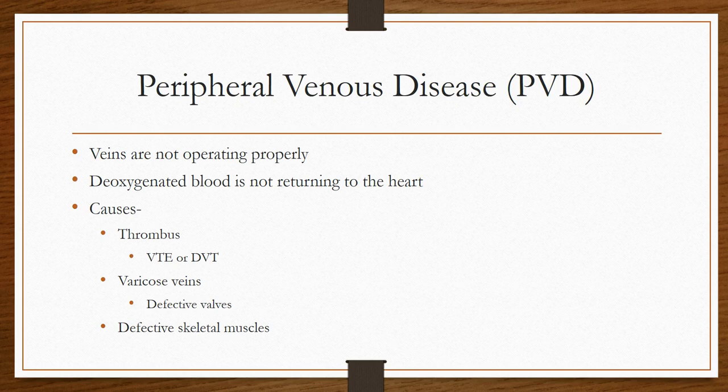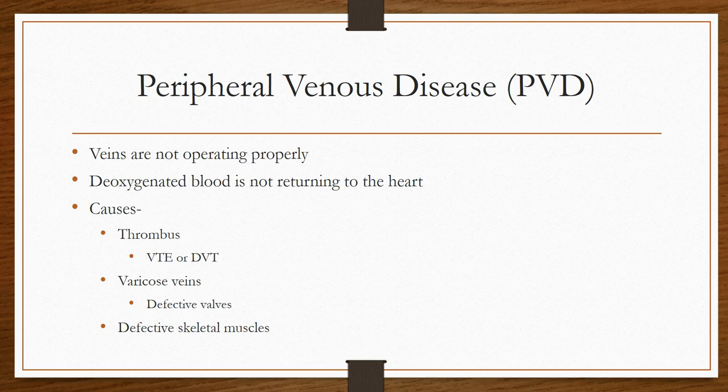Peripheral venous disease, PVD: veins are not operating properly. You'll find that there's not much difference between peripheral artery disease and peripheral venous disease. The arterial disease is blood can't actually get down there to circulate and nourish the extremities. And with peripheral venous disease, it has gone down there, it just can't come back up. So veins are not operating properly. Deoxygenated blood is not returning to the heart.